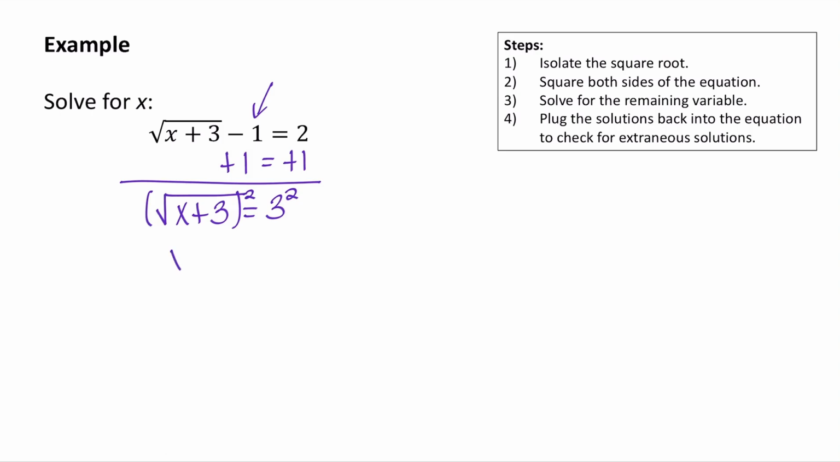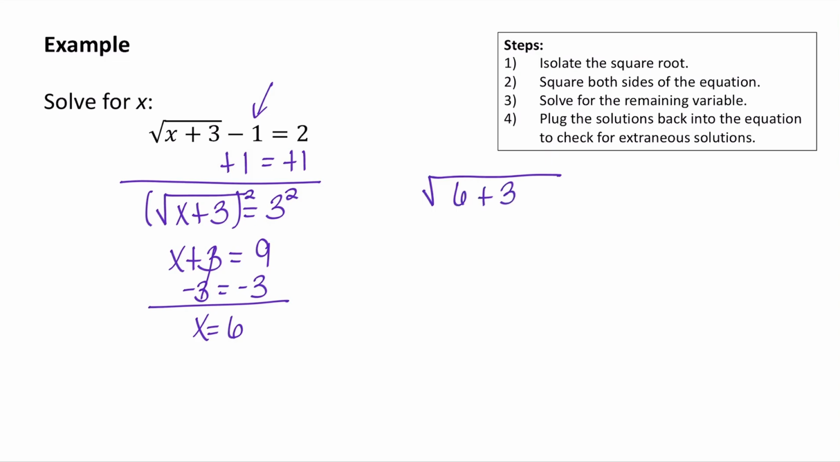When we do that, we get x plus 3 equals 3 squared, which is 9. Now to get x by itself, we're going to subtract 3 from both sides, which gives us x equals 6. I'm going to plug x equals 6 back into this radical, so we get the square root of 6 plus 3, minus 1, equals 2.